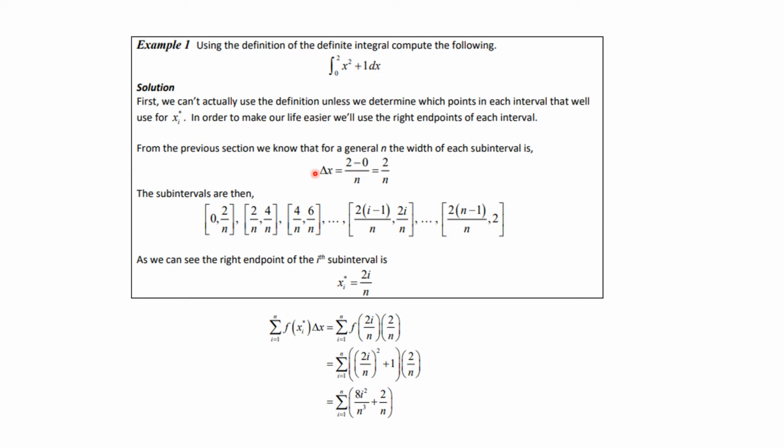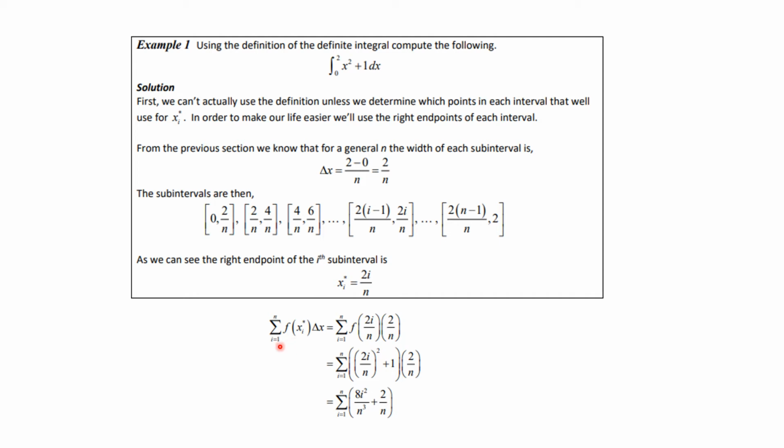Okay, well, first thing we do is we slice up the interval. We take the length of the interval and we divide it by n. So each delta x is of length 2 over n. That means the intervals that we've sliced things up are 0 to 2 over n. This is another interval of 2 over n, 2 over n, so on and so forth. And so you can see that the right hand endpoint of the ith subinterval is 2i over n.